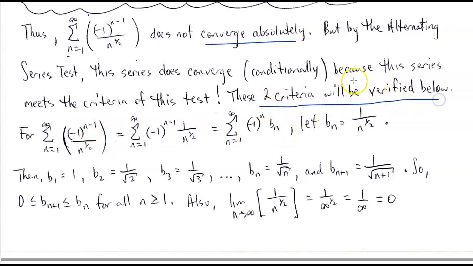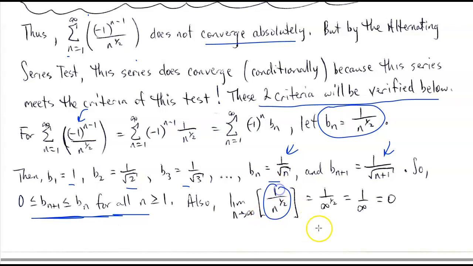So these two criteria: the first is, if we consider the non-negative portion of what a sub n is, as we list these numbers, b sub n plus 1 is always going to be a number smaller than b sub n. That's what this means. And we also see that if I evaluate the limit of b sub n, it eventually goes to 0. So these are the two properties or characteristics that we need for this particular series in order for it to be conditionally convergent by the alternating series test.